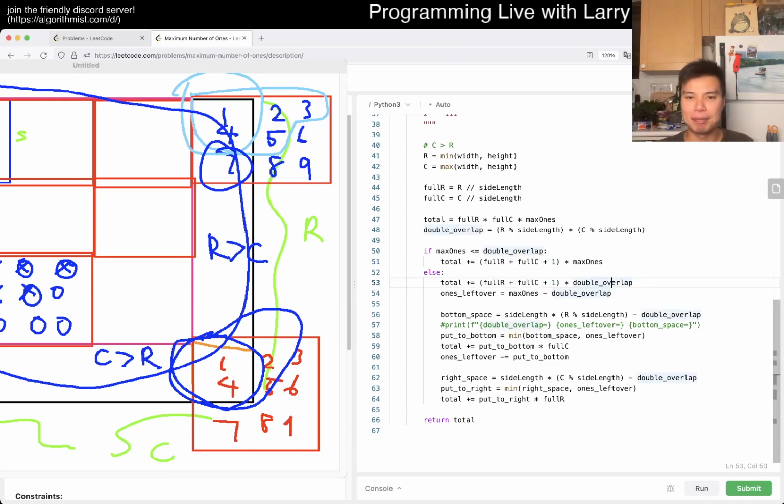Otherwise, here we do the math on the double overlapping part, and then we have the number of ones that we have left. And here we go with the bottom space first, because remember C is greater than R, so we just do some math to count the number of spaces on the bottom. In this case it's basically the 1 to the 6.